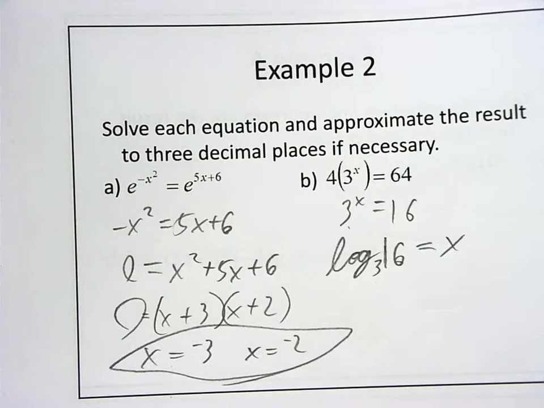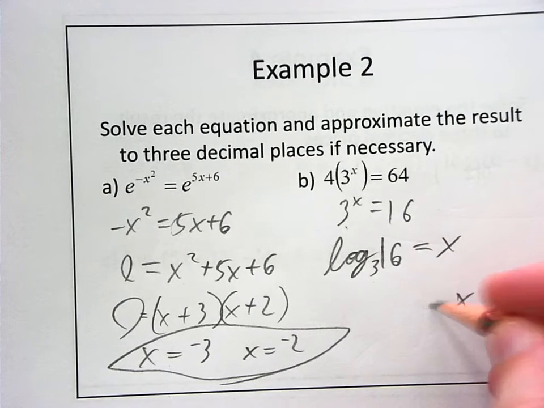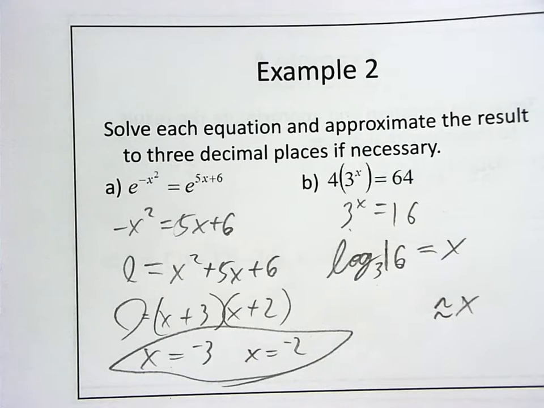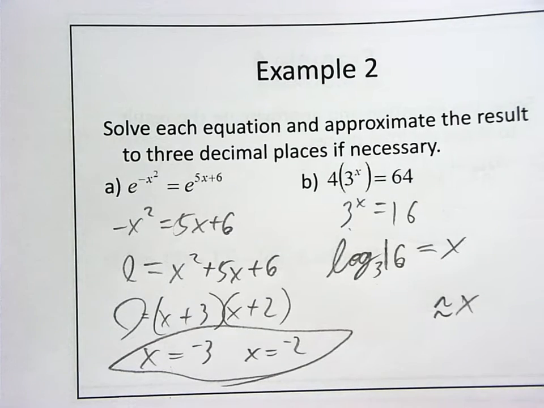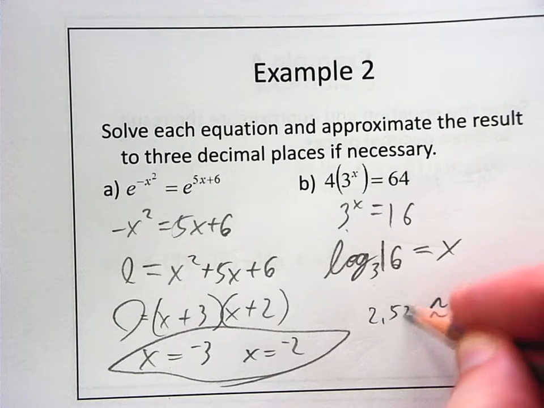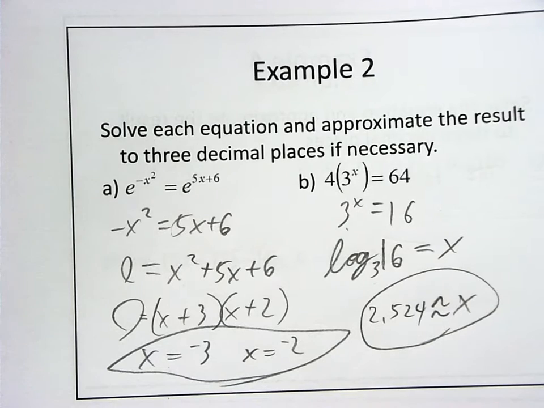Equals x. Now it does ask you to round to 3 decimals, so this one I would plug into the calculator. Remember, you can just do natural log of 16 divided by natural log of 3. What do you get? 2.524. Anybody else? Okay.